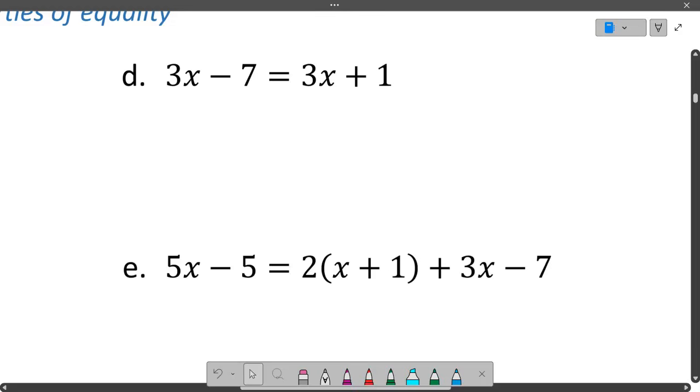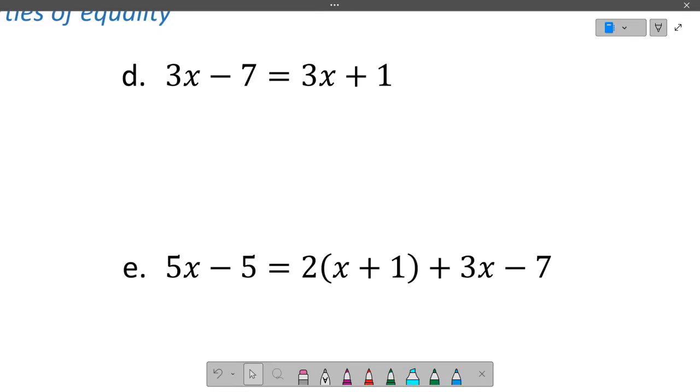3x minus 7 equals 3x plus 1. So once we look at it, we'll get equations like this. You could definitely look at this and say, there's no way 3 times something minus 7 is going to be the same as if I added 1, right? These expressions are exactly the same. If I subtract 7 and I add 1, there's no way I'm going to get the same value. So we can see logically off the bat, that's a false statement, okay?